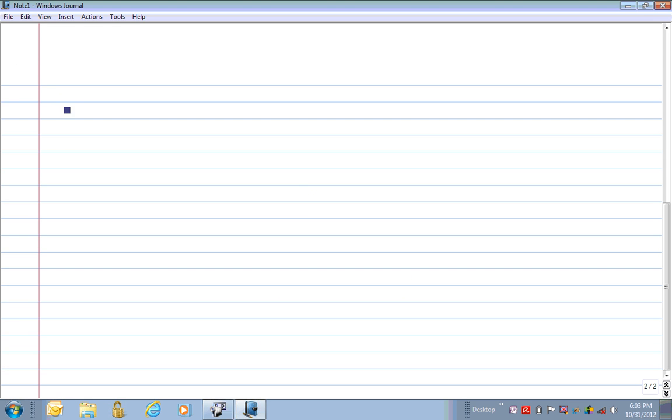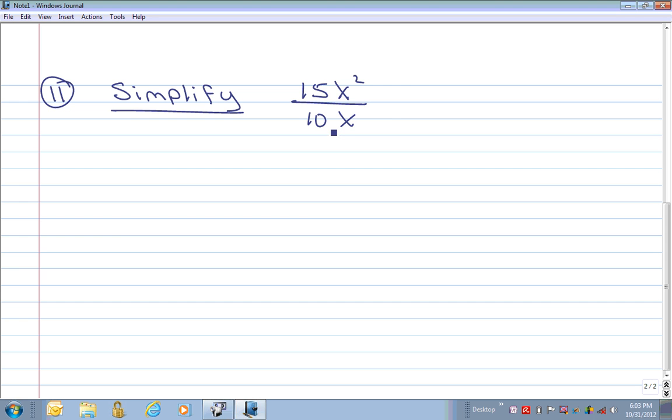The next problem we're going to do is problem number 11 from that classwork, and this is to simplify. So we're simplifying. This is a little bit of a review about exponents. We have 15x squared over 10x. You just want to be really careful. You're going to think in your head 15 over 10, and then you're going to think of x squared over x. We'll put them back together.